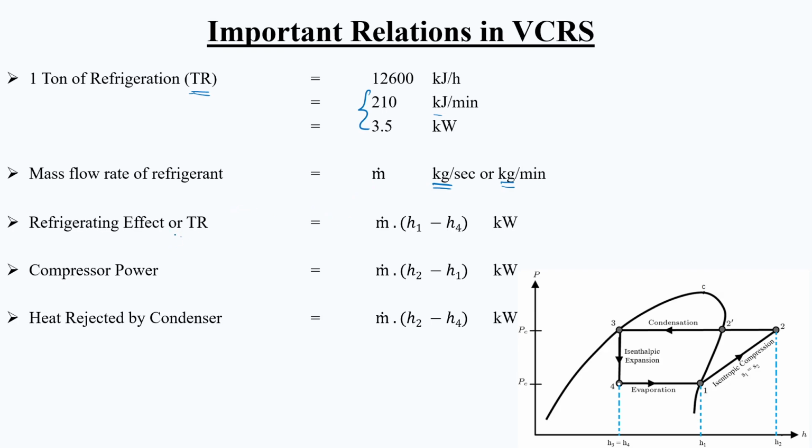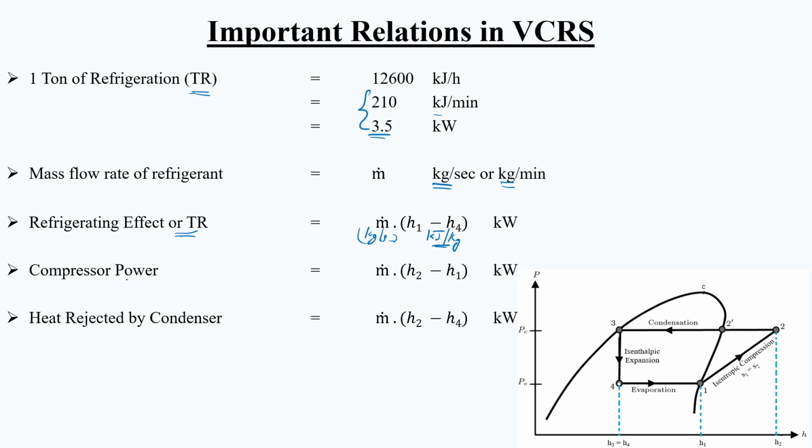Then the refrigerating effect, or the tons of refrigeration. We can see the evaporator is responsible for the refrigerating effect. This will be given by the mass flow of the refrigerant in kilogram per second into the enthalpy difference, that is H1 minus H4, the enthalpies of the states associated with evaporation. This enthalpy will be specified in kilojoules per kilogram, and the refrigerating effect can be obtained in kilowatt. So converting 1 ton into 3.5 kilowatt would be a better idea.